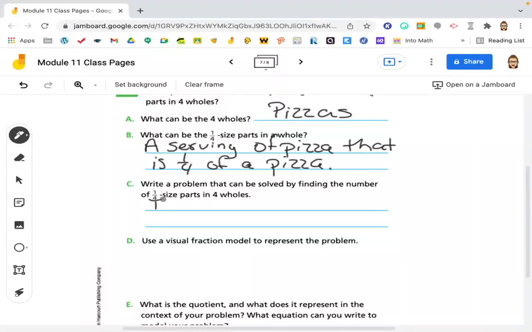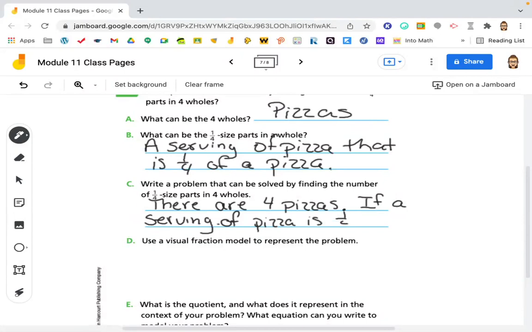So we say there are 4 pizzas. If a serving of pizza is 1/4 of a pizza, how many servings are there?